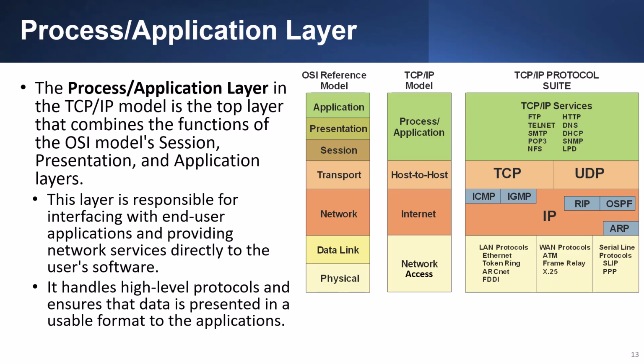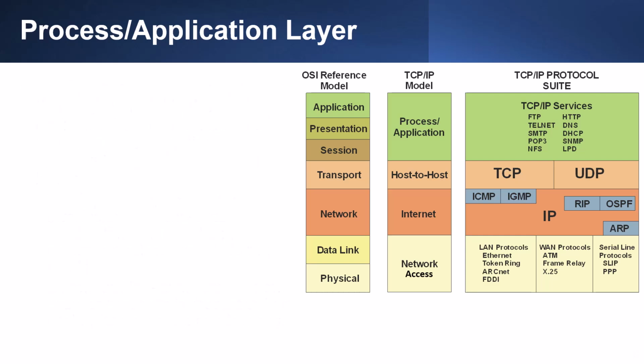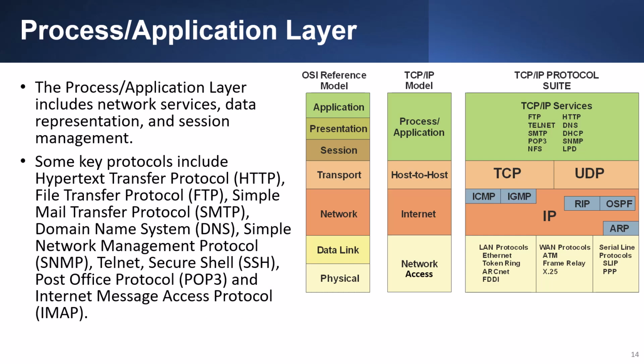The process application layer in the TCP/IP model is the top layer that combines the functions of the OSI model's session, presentation, and application layers. This layer is responsible for interfacing with end-user applications and providing network services directly to the user software. It handles high-level protocols and ensures that data is presented in a usable format to the applications. The process application layer includes network services, data representation, and session management.